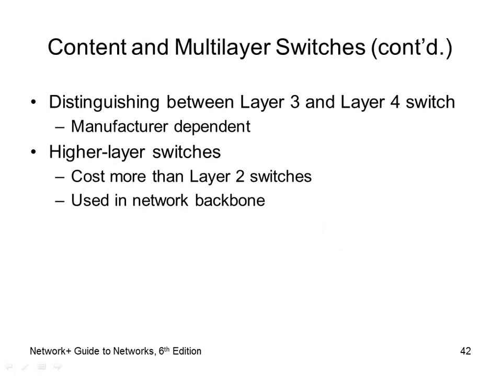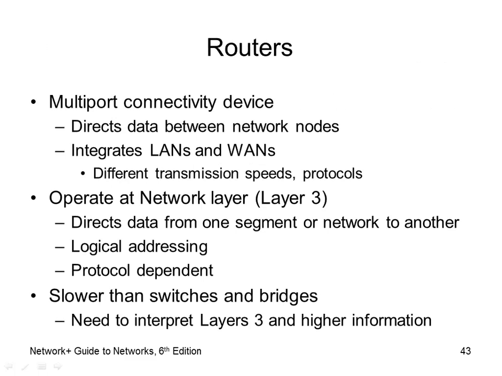So distinguishing between 3 and 4 is sort of a manufacturer issue. Higher layer switches cost more than layer 2 switches, and they're used in backbones. Most large companies now are just buying managed switches. For home, though, there's no need for it. I mean, you know, the little $10 switch you get at Best Buy is fine for you at home. It's just in a business, if you want to be able to do some of these higher level functions like backup connections and things, you need a layer 3 or better.